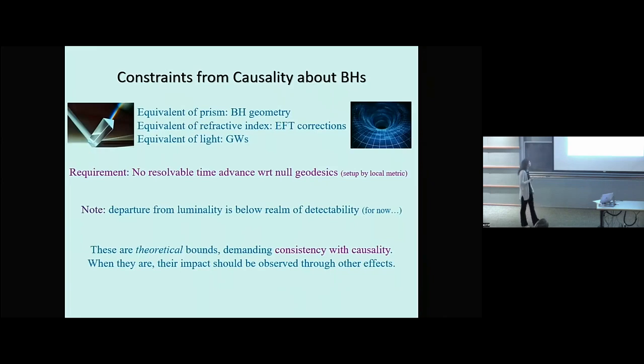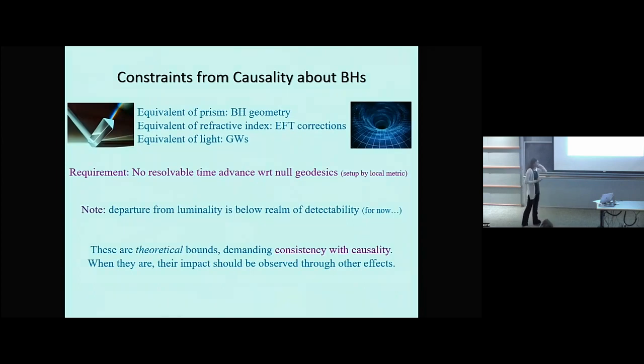Instead of this prism, I'm going to consider a black hole. And the type of interactions that you typically think of between light and the medium itself is really captured by the operators themselves in the EFT. That's what captures how the gravitational waves will be interacting with the fields that you have integrated out. And what I'll ask, the micro requirement of causality, is a requirement that there's no resolvable time advance with respect to the null geodesic as set by the local metric. So that will be my requirement.